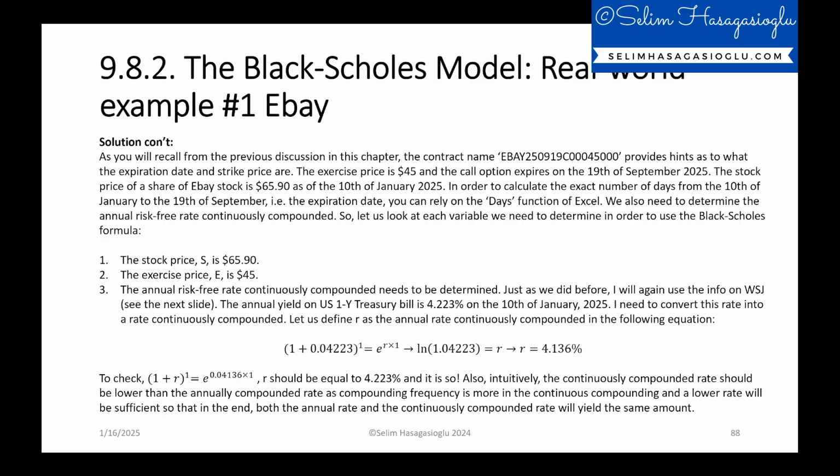4.223% on the 10th of January 2025. I need to convert this rate into a rate continuously compounded. Let us define r as the annual rate continuously compounded in the following equation. So 1 plus this annual yield, or the yield on a US 1-year Treasury bill, to the power of 1, because we are looking only for a single year, should be equal to e to the power of r multiplied by 1. r is the value you are looking for, the annual interest rate continuously compounded.